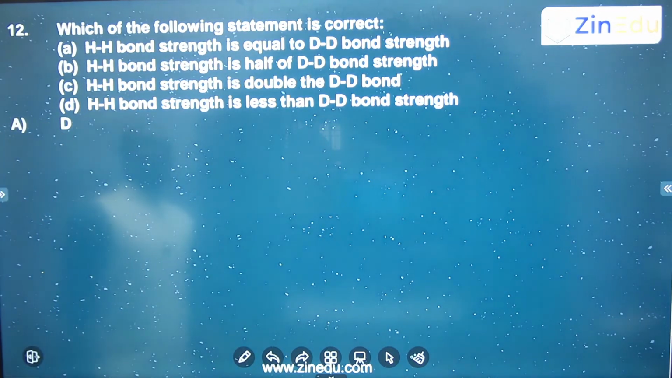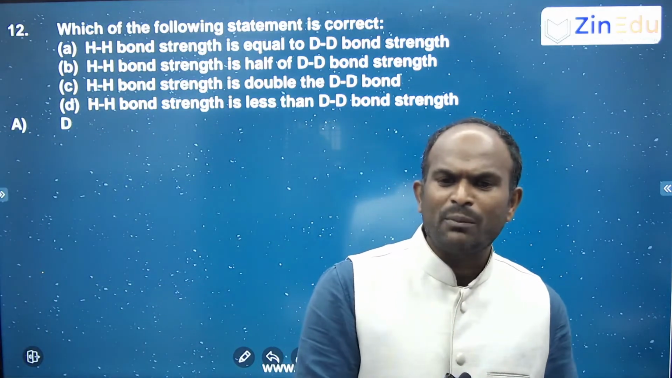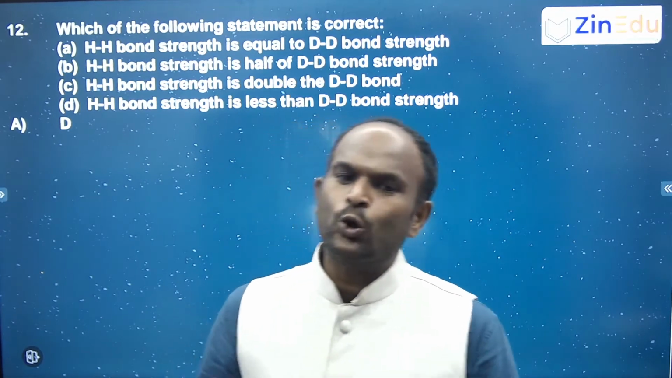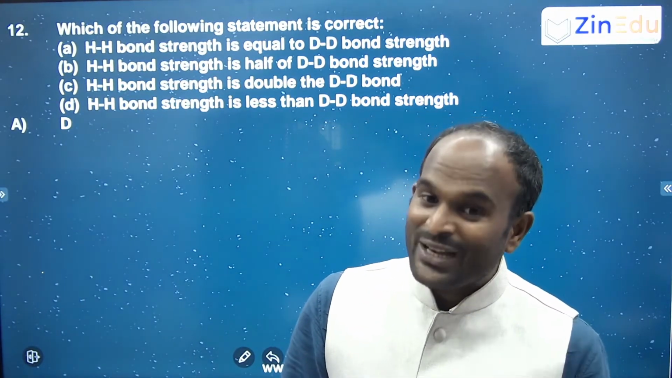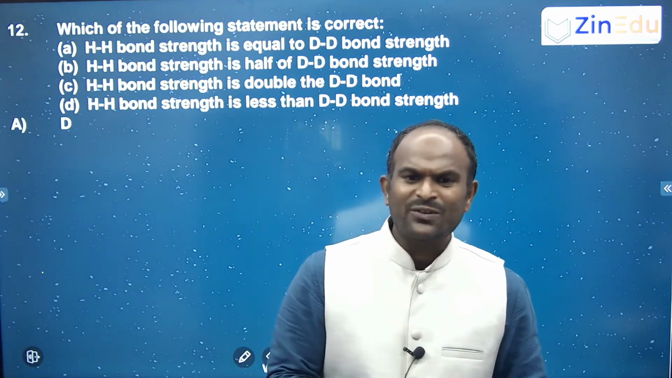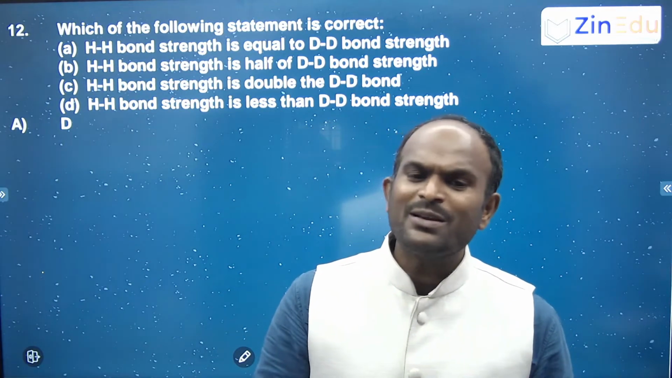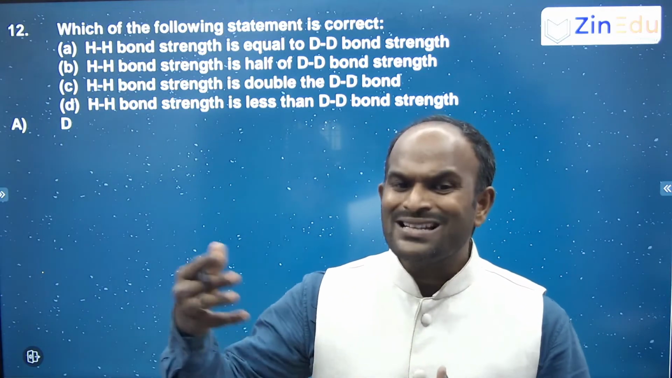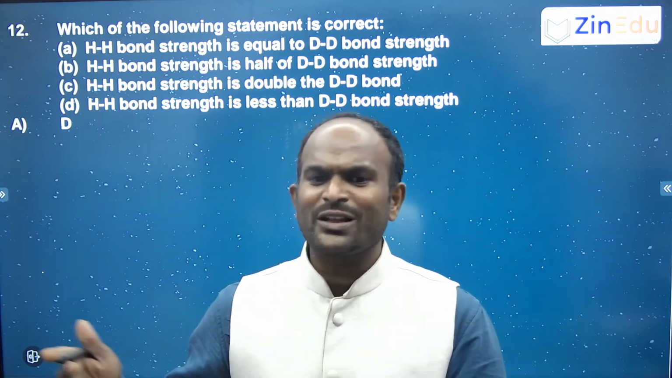Next one. Which of the following statements is correct? HH bond strength is equal to DD bond strength. Here one principle we need to remember: the higher isotope always has more bond strength when compared with the lower isotope mass number. When compared with hydrogen, like protium, deuterium always has more bond strength. Therefore, when compared with HH bond strength, DD bond strength will be more.